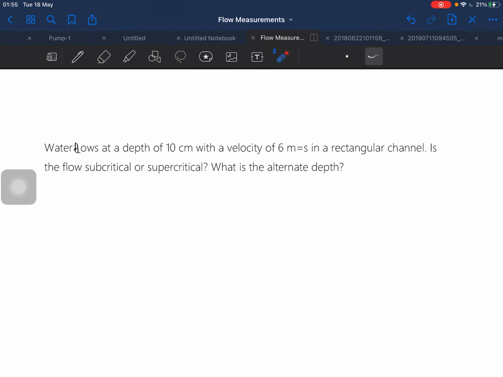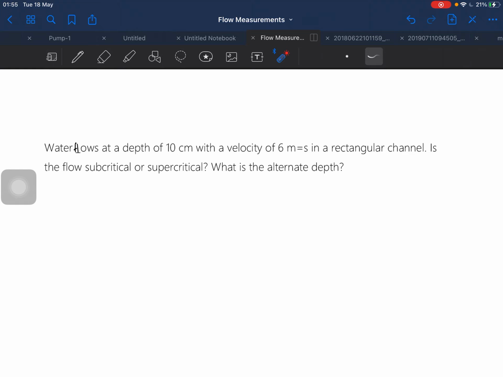Okay, so let's read the problem together. Water flows at a depth of 10 centimeters with a velocity of 6 meters per second, sorry, it's a typo, in a rectangular channel. Is the flow subcritical or supercritical? As you see the word subcritical or supercritical, what comes to your mind?